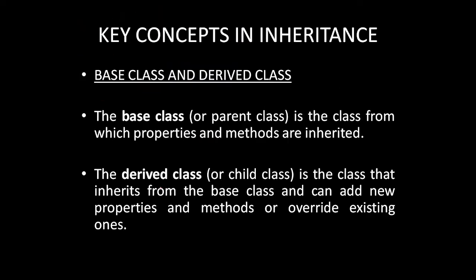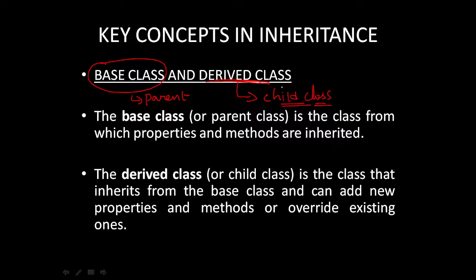As discussed, we have two types of classes. One is the base class, also known as the parent class, and the other is the derived class, also known as the child class. So we have two names for each. The base class or parent class is the class from which the properties and methods are inherited.